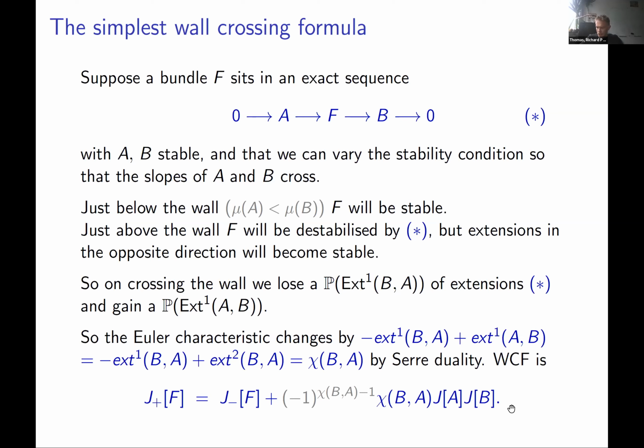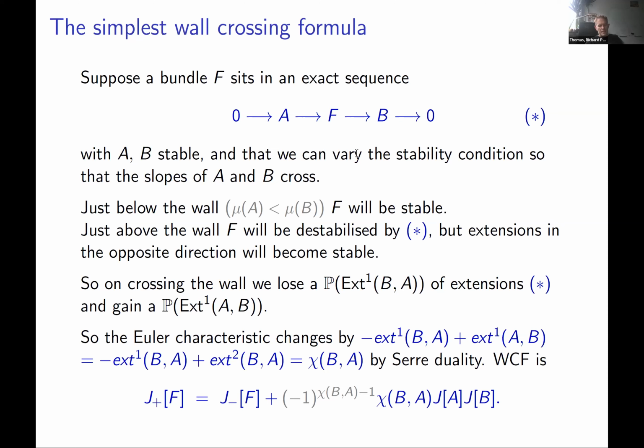And then general sheaves, when they become unstable, will have more complicated filtrations than this. They'll have things called Harder-Narasimhan and Jordan-Hölder filtrations. So they'll be destabilized by filtrations with many pieces, many graded pieces. All right. So what you should think of here is that F is splitting into A and B as we cross the wall. And that's reflected in this quadratic term, JA, JB.